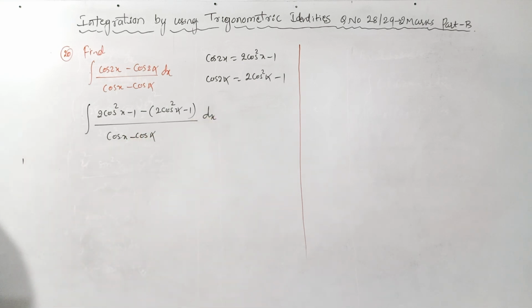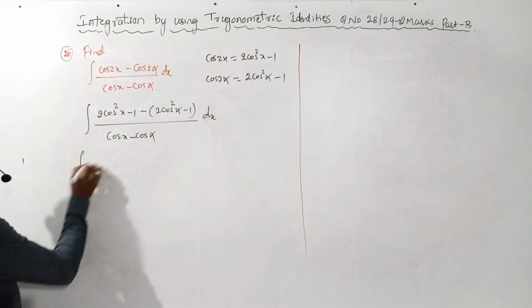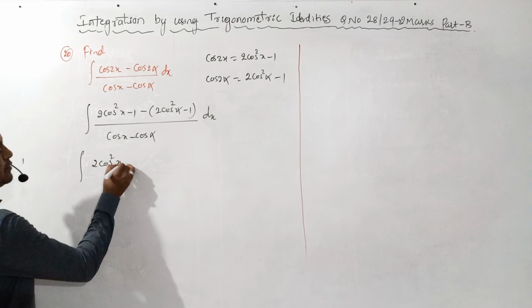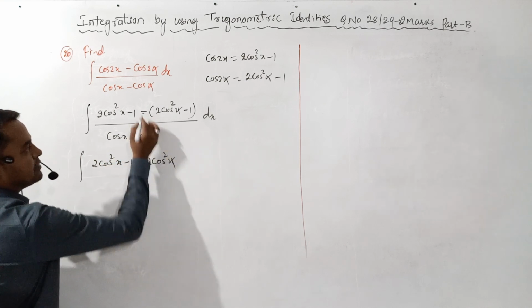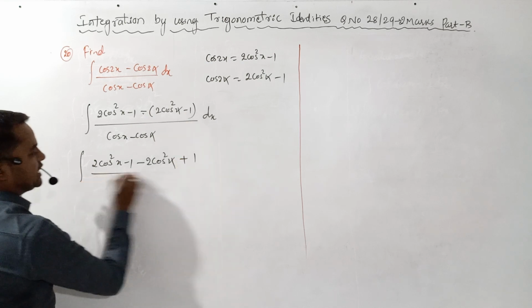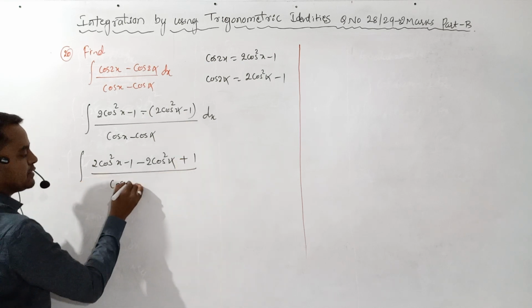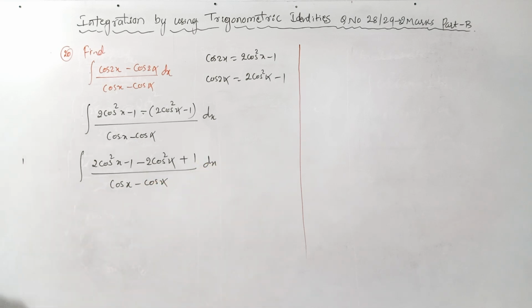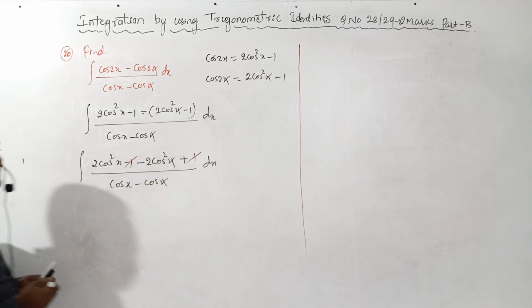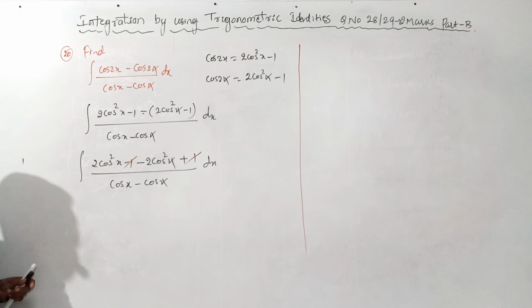Yes, in the first step we are using what? Cos 2x is 2 cos square x minus 1, and cos 2 alpha can be written as 2 cos square alpha minus 1. Then 2 cos square x minus 1 minus 2 cos square alpha, minus into minus plus 1, divided by cos x minus cos alpha dx. Now plus 1 and minus 1 get cancelled here.